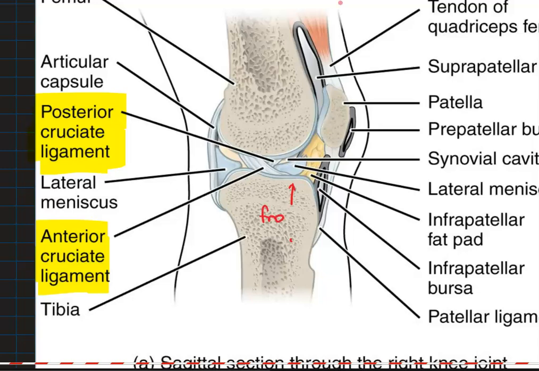So this is the front of the tibia. Okay? The term that we use for the front is anterior. So this is why it's ACL. This ligament, you can barely see it, but it is attached to the tibia in the back.